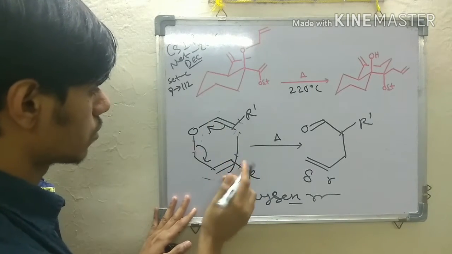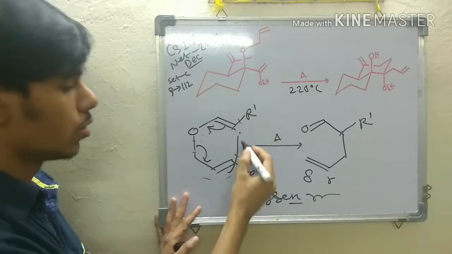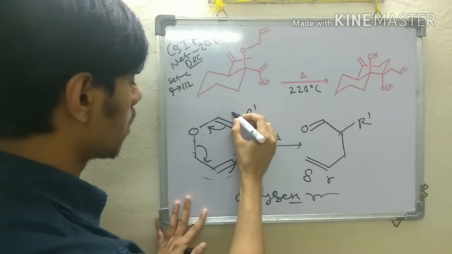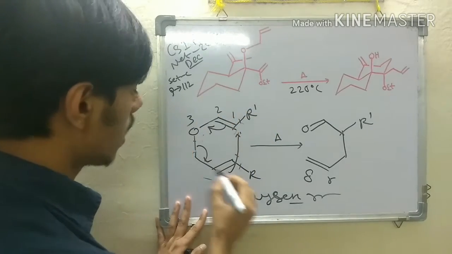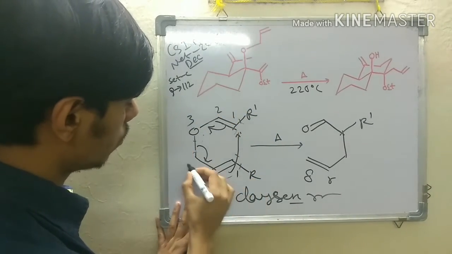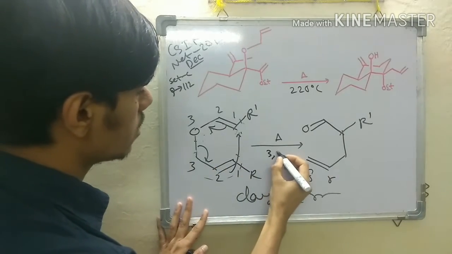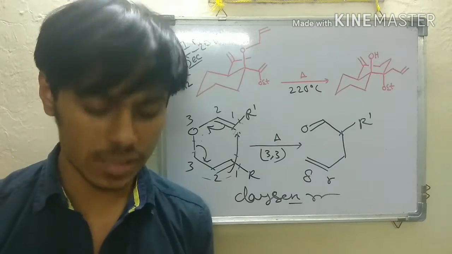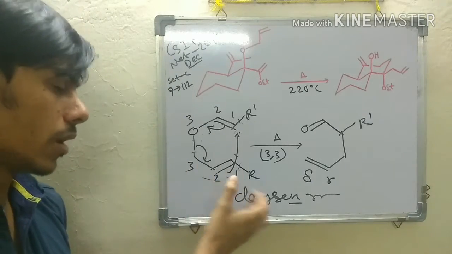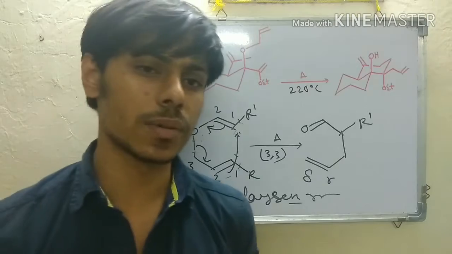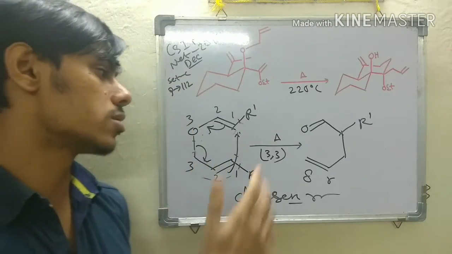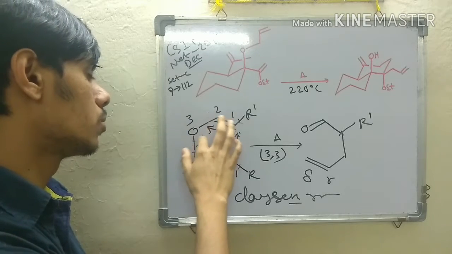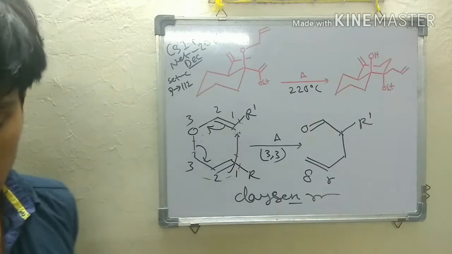this carbon. From where the new bond is forming, between these two atoms a new bond is forming, so you have to number 1, 2, 3, and from this side also 1, 2, 3. So this is a 3,3 sigmatropic rearrangement. This belongs to the class of 3,3 sigmatropic rearrangements, but the name after its discovery is Claisen rearrangement. So the criterion is that you have an allyl vinyl ether.